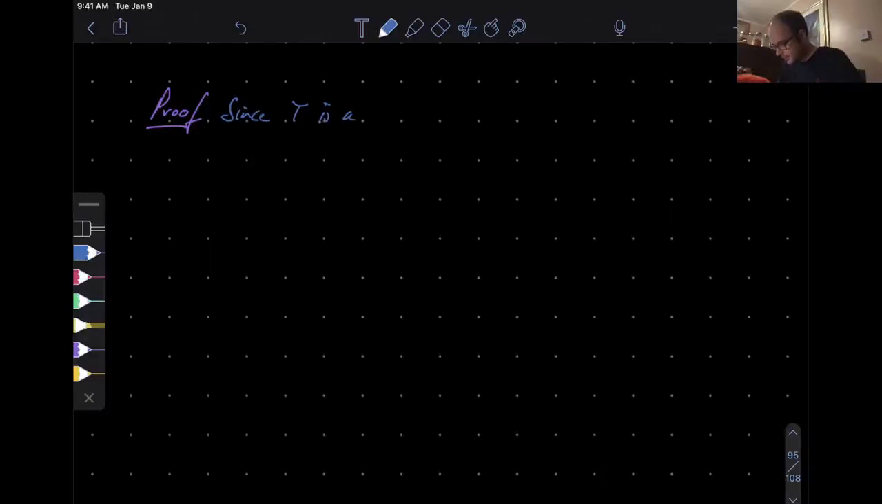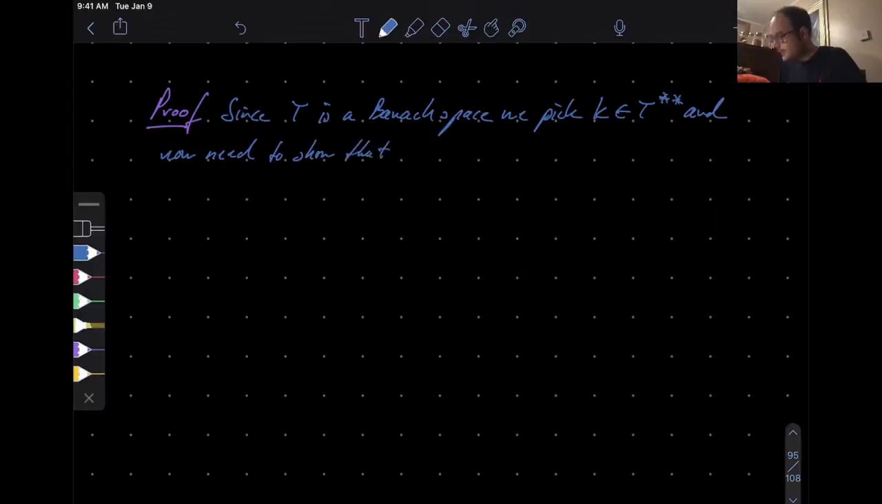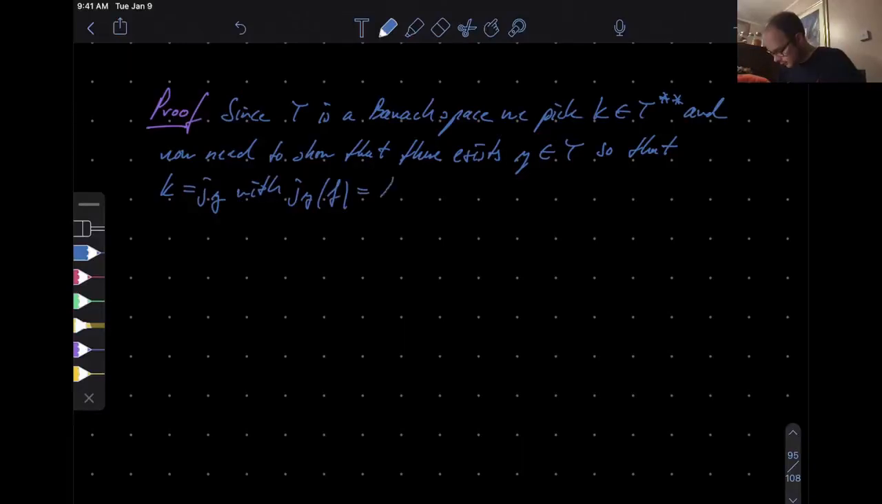So since Y is a Banach space, all right, we pick a linear functional, say k, in the bidual of Y, and now we need to show that there exists y, a vector in Y, so that this element in the bidual is of the form j sub y, where j sub y of f is equal to f of y for every f in Y star, right?